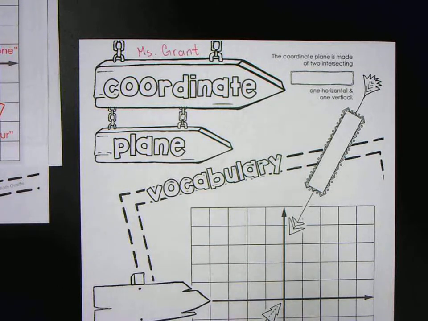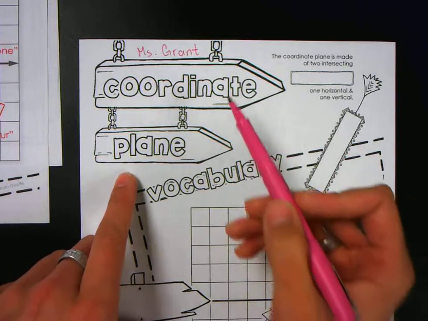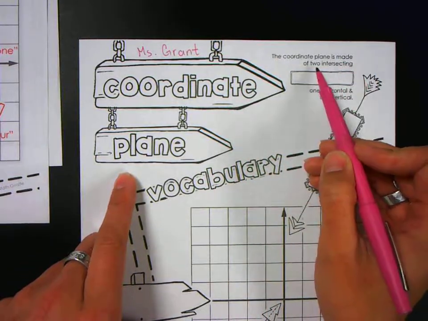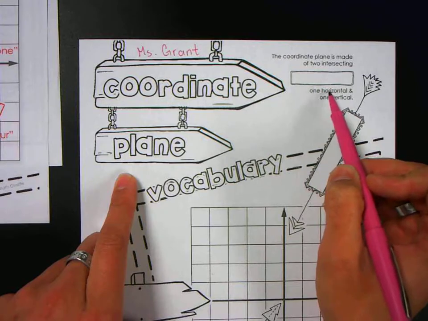Alright, the coordinate plane. So we're taking what we remember about integers and rational numbers and plotting them on a number line. Now we are going to extend that toward graphing on a coordinate plane. Alright, so a coordinate plane. A coordinate plane is made up of two intersecting blanks, one horizontal and one vertical.